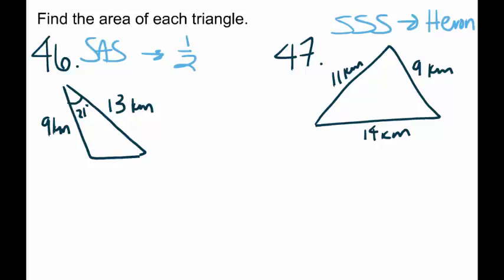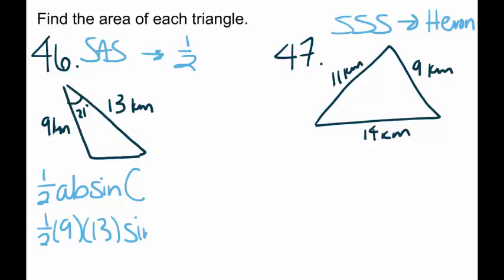So if we start with the side, angle, side one, 46, I think this one's a lot easier. My formula says, the fancy thing, it says 1/2 AB sine of C. Basically, it just means two sides and the angle in between it. So I have 1/2 times 9 times 13 times sine of 21. And if I just type that straight into my calculator like I see it, to the nearest tenth, if I round it up, I'm going to get 21 square kilometers. That is the area of that triangle.